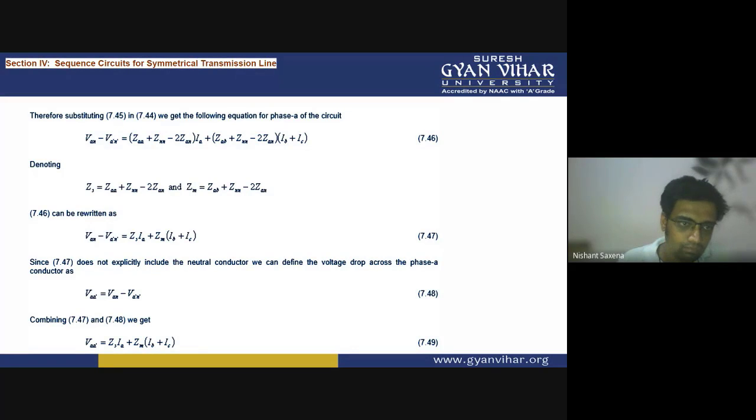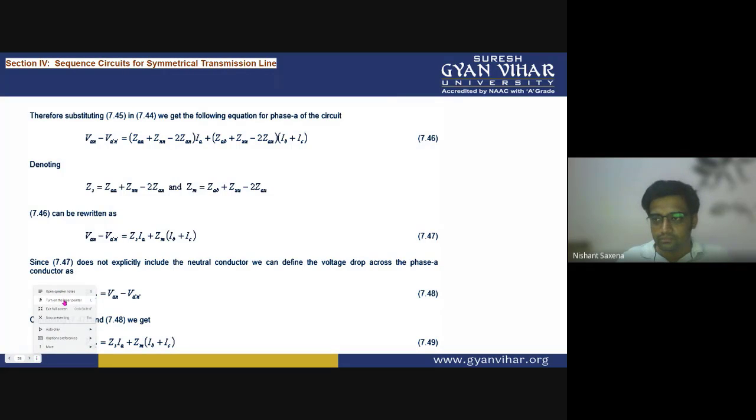Now, let me show you. If we denote this first term as ZS, that is the self one, because all the terms except this one are self impedances, and this other one is the mutual impedance. So we write ZS equal to ZAA plus ZNN minus 2ZAN, and this is ZM as the mutual one. Then if we substitute this, I will get equation number 7.47, to make it simpler.